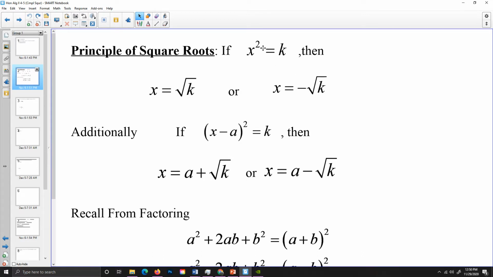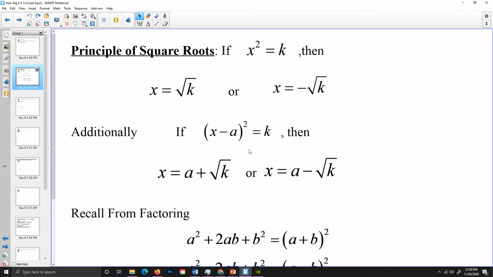So whenever you take the square root of something in solving an equation, you have to consider both the positive and the negative. It also works when we're talking about a binomial expression like this. If I have an x minus a and I take the square root of both sides, I have to consider the positive and the negative.